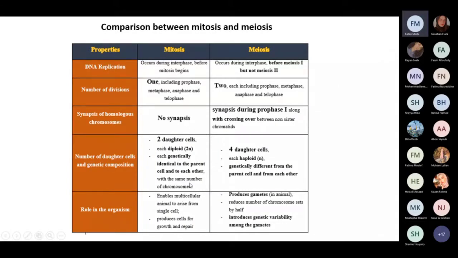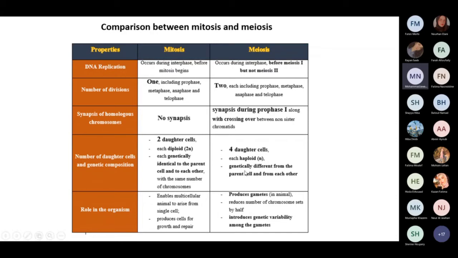However, in the meiosis, we generate 4 daughter cells, not 2. They are haploid cells, and the daughter cells are genetically different from the parent cell and from each other. Okay, do you know why they are different from each other?